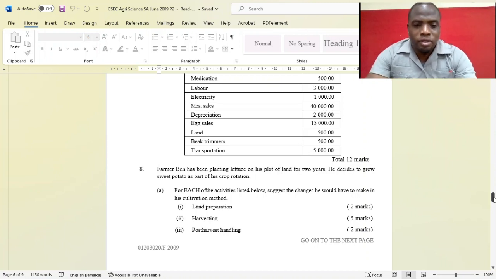Moving along, Farmer Ben has been planting lettuce on his plot of land for 2 years. He decides to grow sweet potato as part of his crop rotation. And we know crop rotation, basically, we grow plants of different families. This will maintain the fertility. It also disrupts the life cycle of pests and diseases.